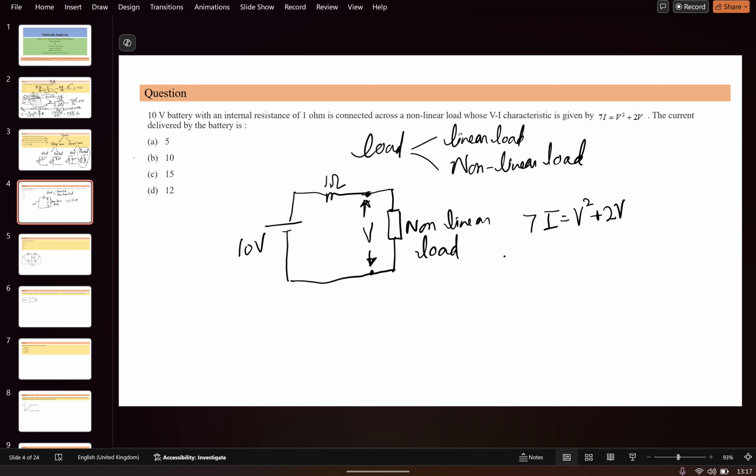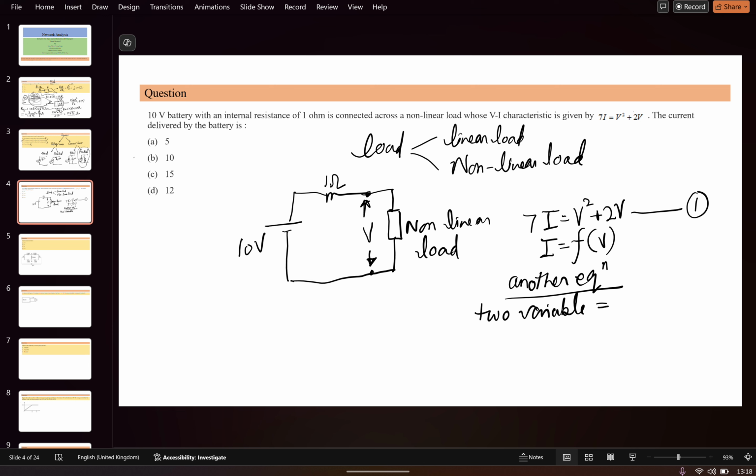So it means that the existing nonlinear load is a function of V and I. Here I is a function of V, so both are dependent. An easy way to solve this question: because you have one equation, you need another equation. Because you have two variables, for solving a two-variable system you need two equations. So one equation you already have.